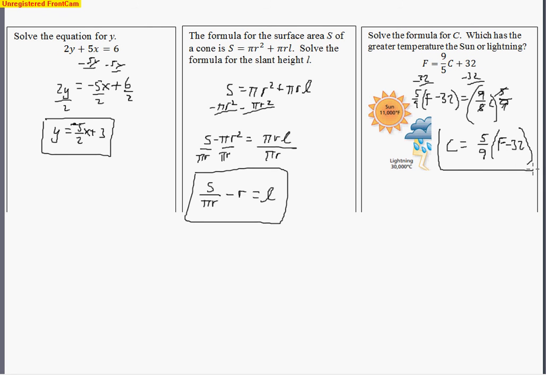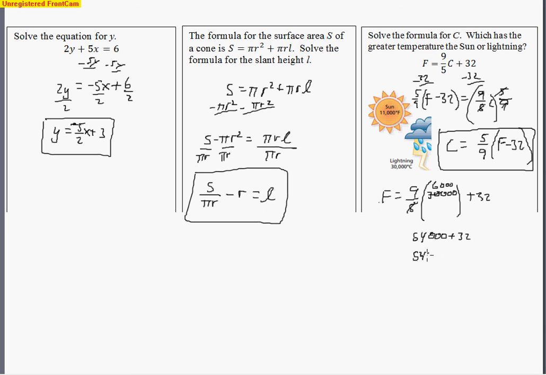So that's the first part, and then I need to go ahead and figure out which has the greater temperature. So I'm going to change, let's see here, I'm going to change this one right here. I'm going to change the sun to Celsius. So actually I'm going to change the lightning to Fahrenheit. So I'm going to do F equals 9/5 times 30,000 plus 32. So when I do that, 5 goes into 30 6 times, but I still have these 3 zeros, so 6,000. 9 times 6 is 54, but I got to carry those 3 zeros and then add the 32.